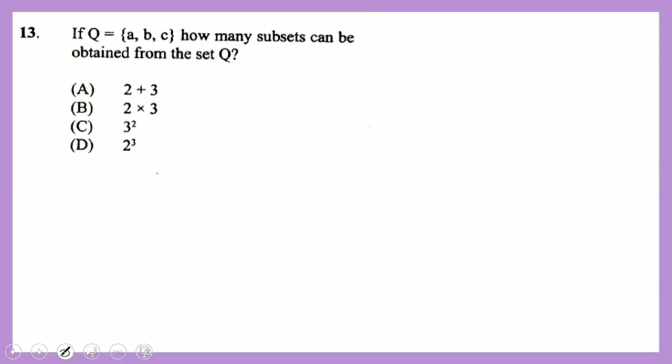Number 13, if Q equals the set with elements A, B, C, how many subsets can be obtained from the set Q? Let's just quickly do this manually, and then of course I'll show you the shortcut. All right.